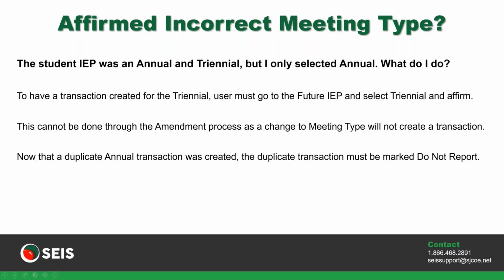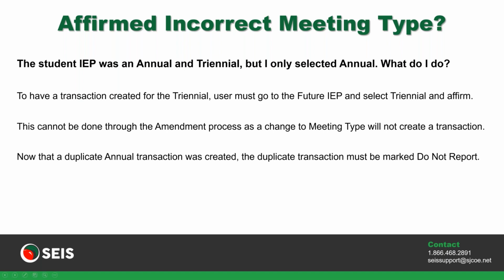Another big one is an annual and a triennial is held, but the provider accidentally only selected annual for the meeting. What do you do? Now there's only an annual transaction. In this case, we did create an FAQ for this if you need to go back and review this as well. But if for some reason only annual was selected, you would need to go back to the future IEP, select triennial, and reaffirm. That way both meeting types and the future IEP are all accurate and up to date.